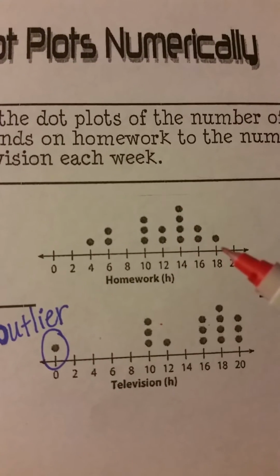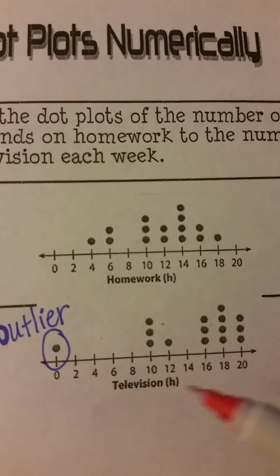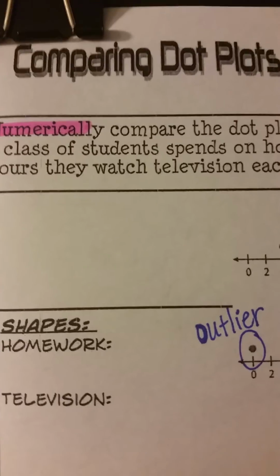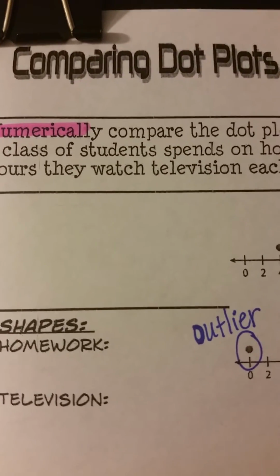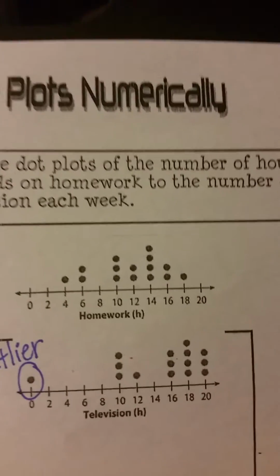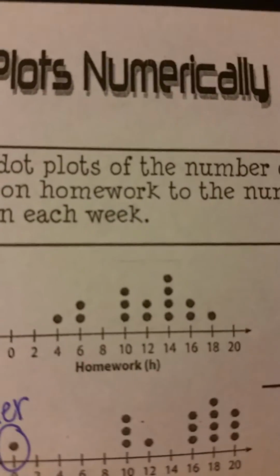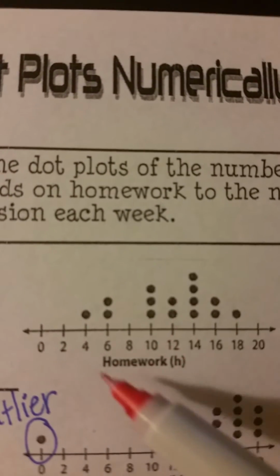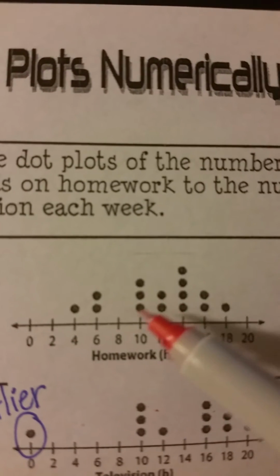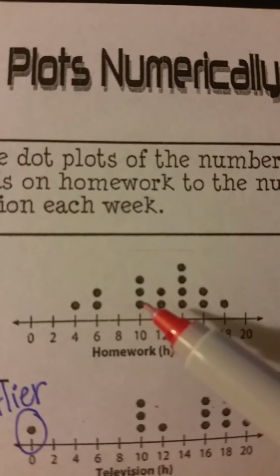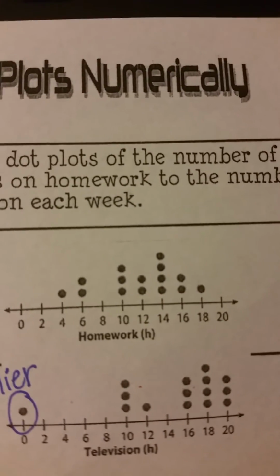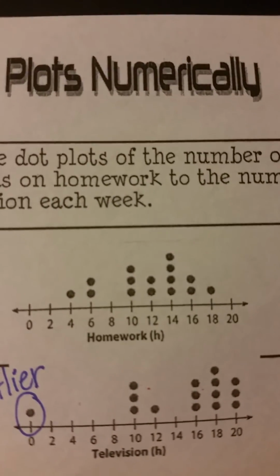We looked at our homework, how many hours. Looking at our television, how many hours. Okay, so now the shapes. So the shapes of our dot plots. For homework, where does most of the data lie? If we look at homework here, we see we have one over here at 4 hours, 2 at 6 hours, and we see that most of it is going to be 10 hours or greater. So let's write that down for homework. So for shapes for homework, most data 10 hours or greater.